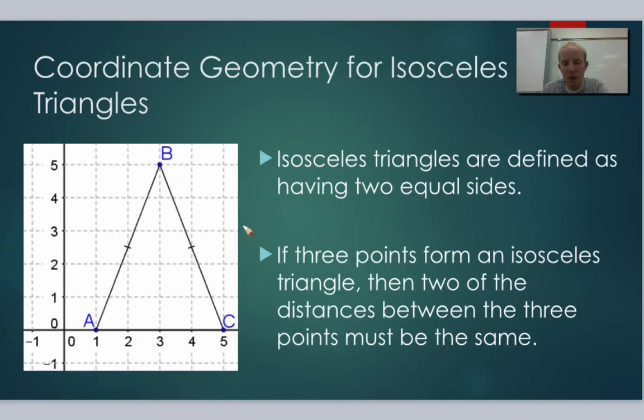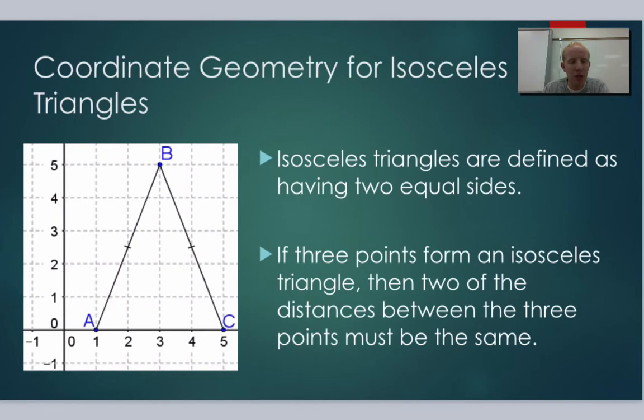And so in order to determine if we have an isosceles triangle in the coordinate plane, we're going to look at the 3 points that we have, and if 2 of the distances between those points are the same, okay, then we have an isosceles triangle. Or in other words, if 3 points form an isosceles triangle, then 2 of the distances between the 3 points must be the same. Okay, so we figure out each distance. If at least 2 of those are the same, we have an isosceles triangle.